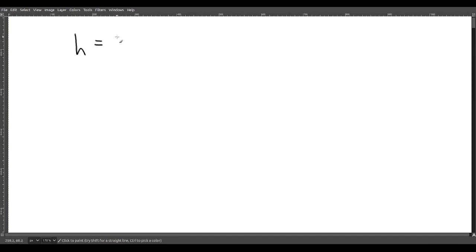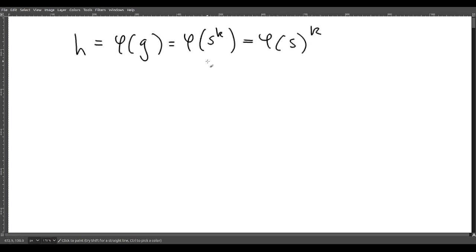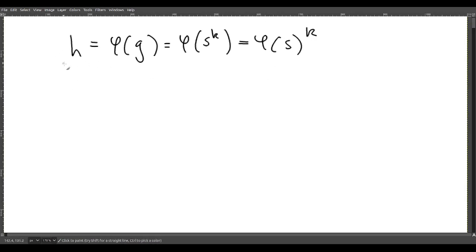So we wrote h is equal to phi of g, equal to phi of s^k, which is equal to phi(s) to the k, and therefore we know that h was generated by this element. In other words, phi of s is a generator of h. Okay, so we've proven the lemma. If you have a surjective group homomorphism phi from G to H, and our domain group G is generated by one element, then H, our codomain, is also generated by one element.